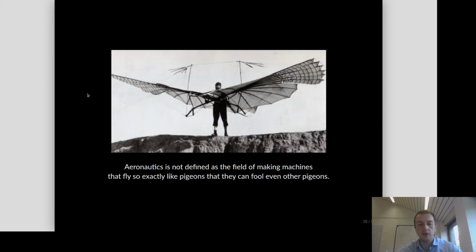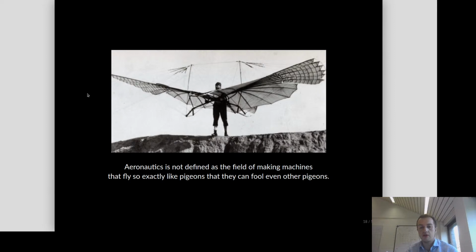So to give you an analogy, if you look at, for example, the field of aeronautics, aeronautics is not defined as the field of making machines that would fly so exactly like pigeons that they can fool other pigeons. Okay, and this is exactly the same for AI. We should not, I believe, define artificial intelligence as the field of making machines that would speak so exactly like us that they are able to fool us.